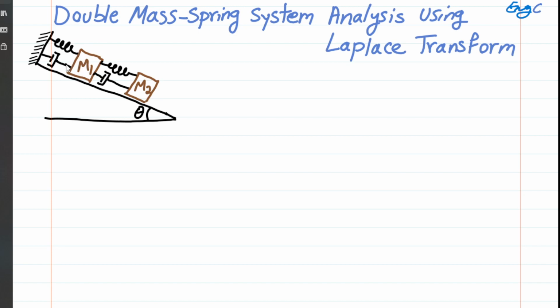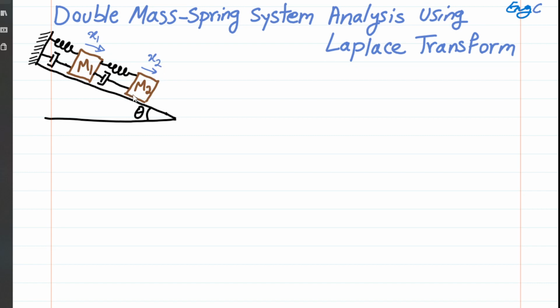All right, so we have the placement of m1 and m2. We make the assumption that the surface is frictionless, so friction is not a concern here. We have the displacements of mass m1 as x1 shown here, and we have the displacement of mass m2 shown here with this direction.